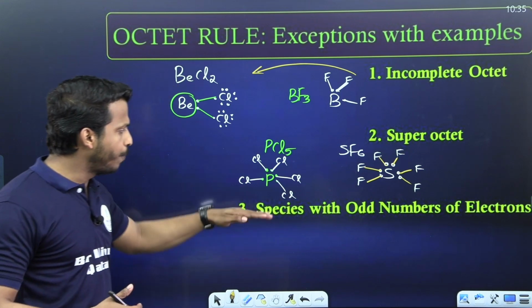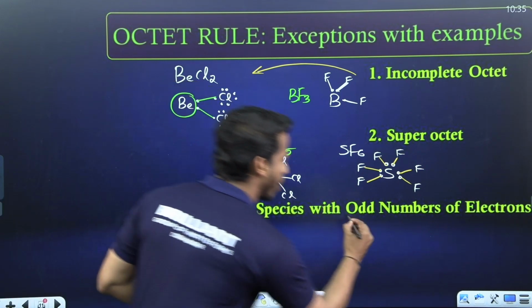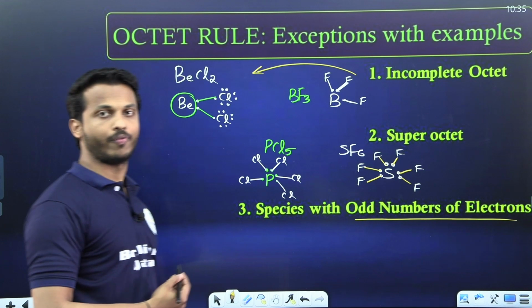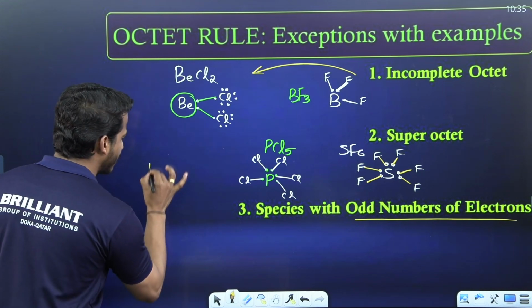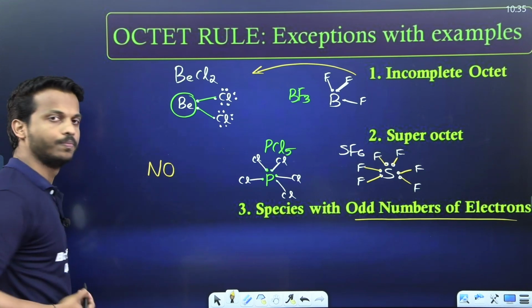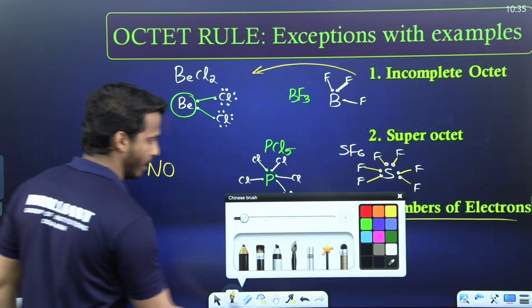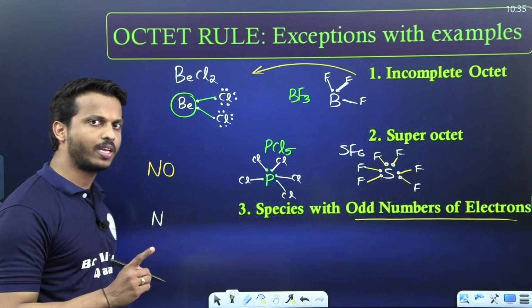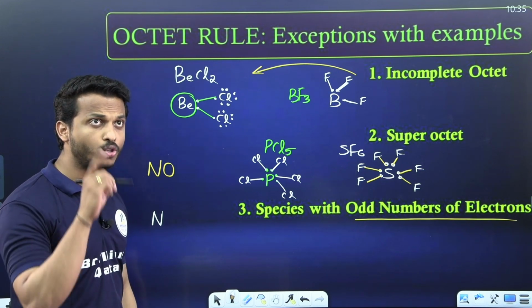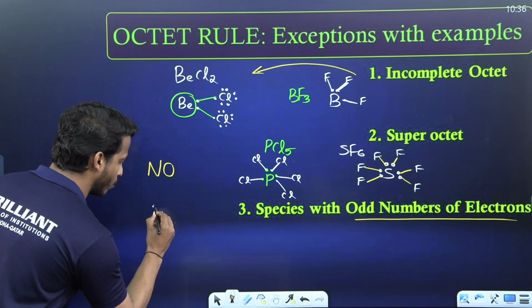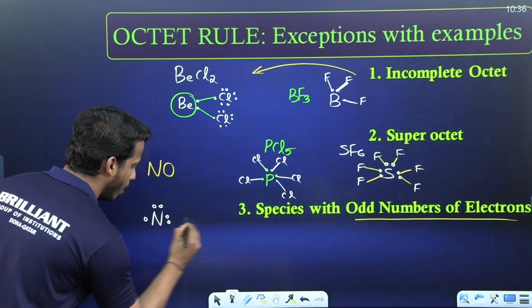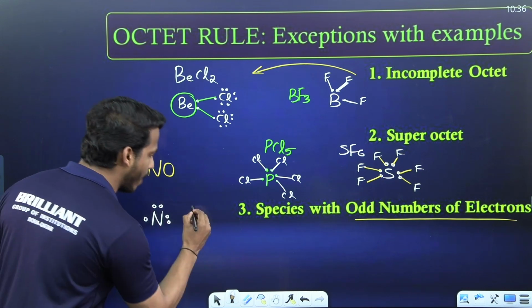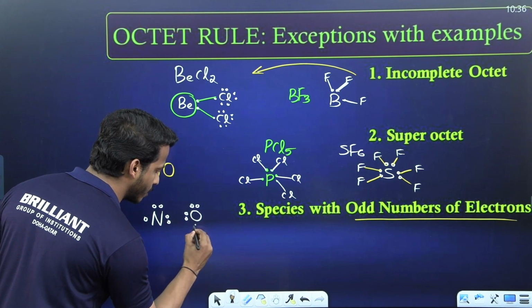So what is the first violation of the octet rule? Incompletion of octet. The second one is super octet or expansion of octet. The other one is species with an odd number of electrons. Odd number of electrons. Careful here, all. For example, nitrogen monoxide, NO. Nitrogen has atomic number 7, configuration 2, 5. So the valence electron count is 5.